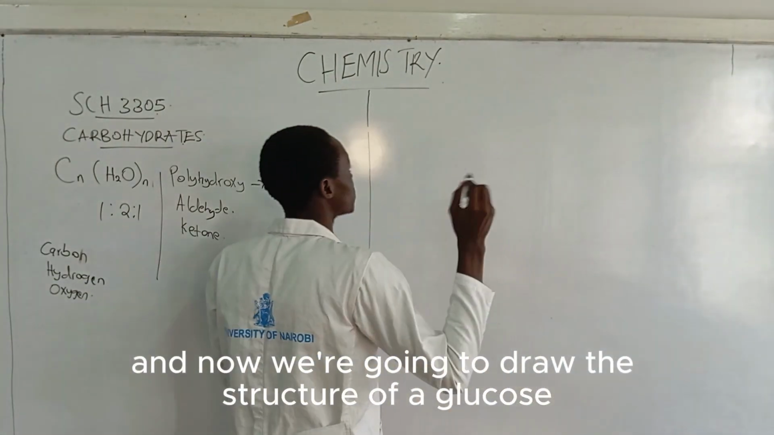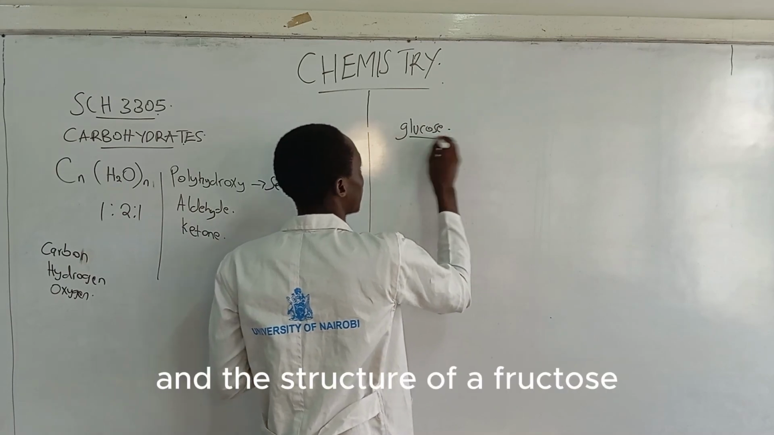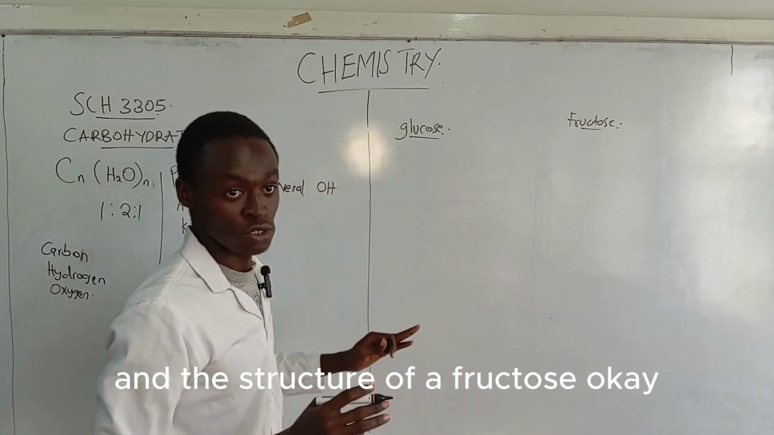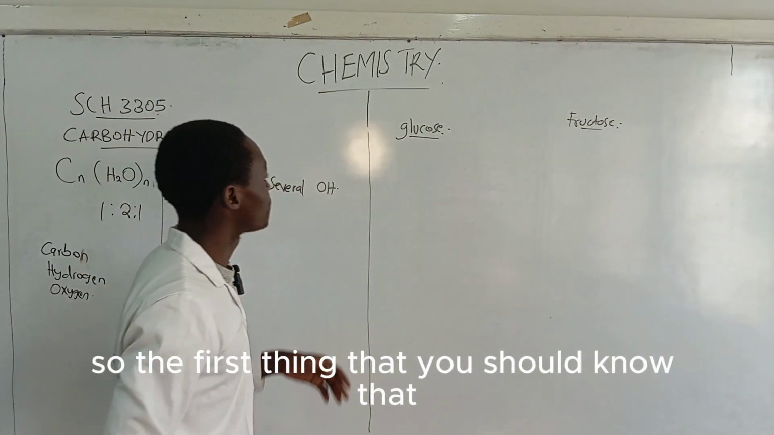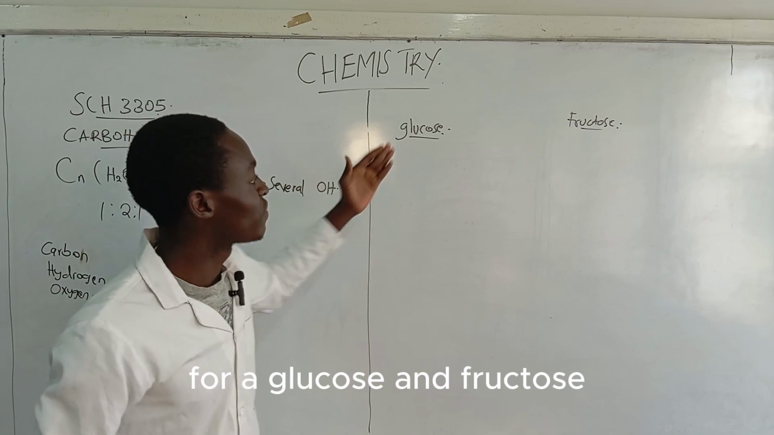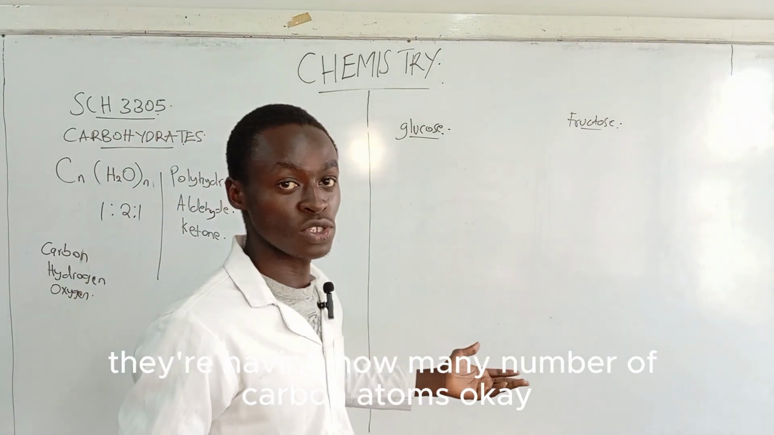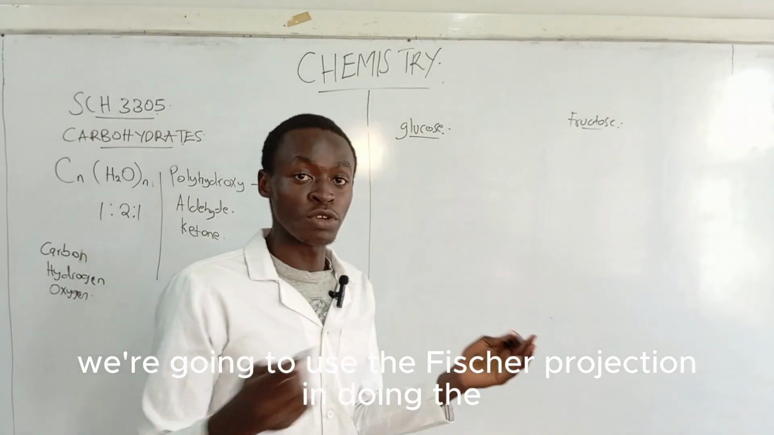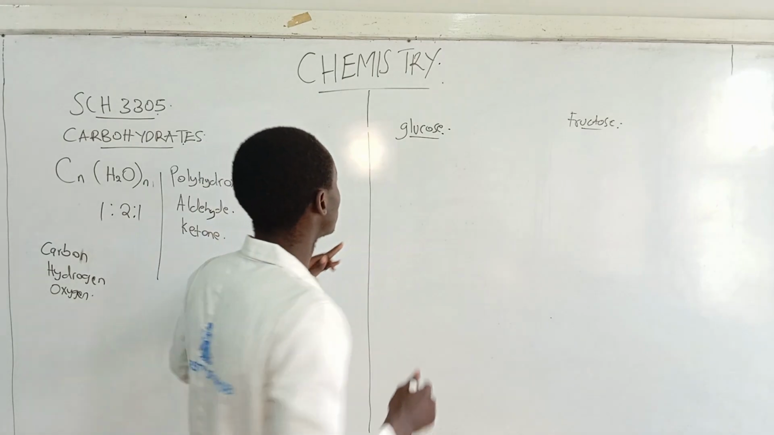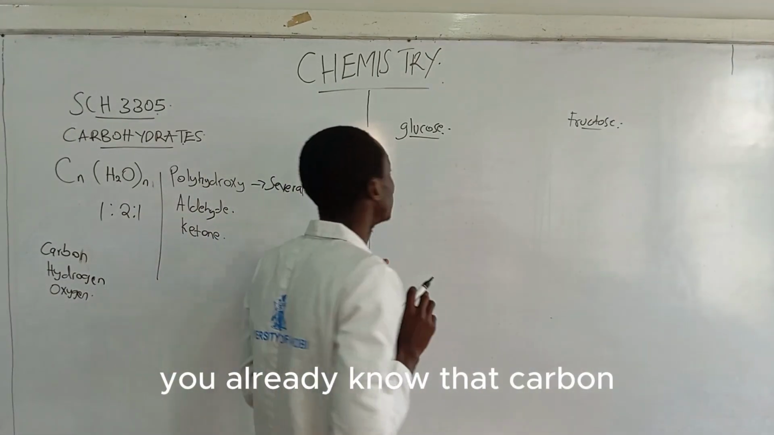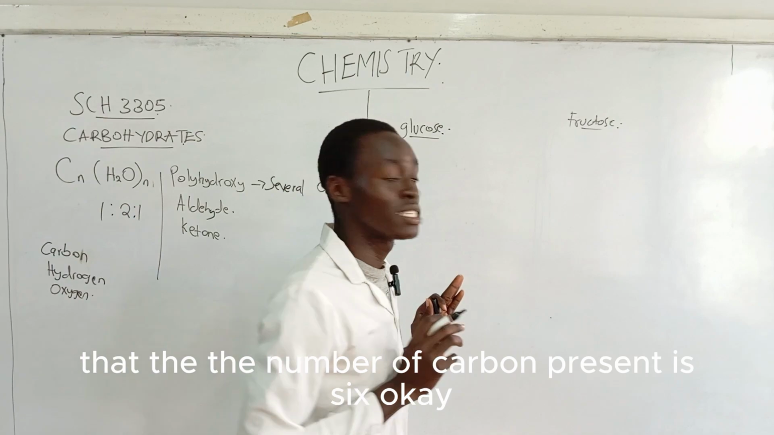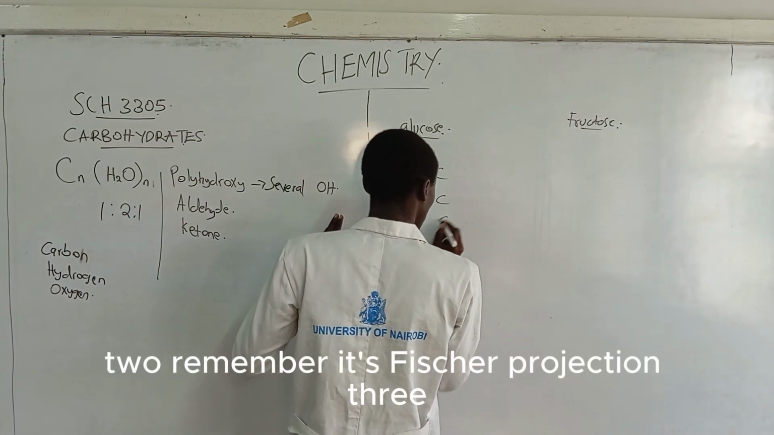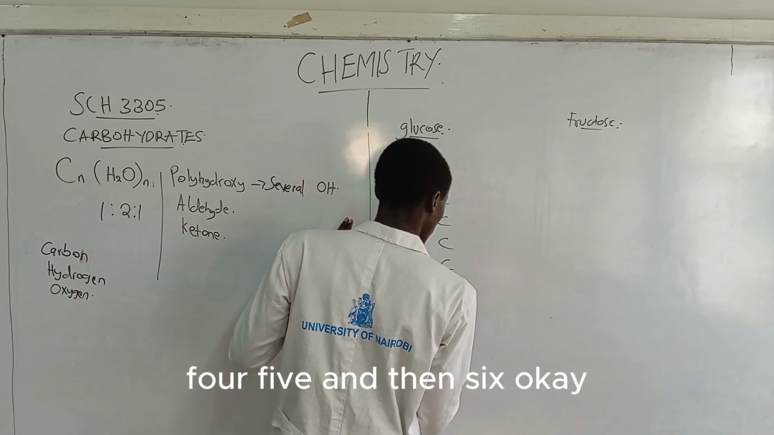Now, we're going to draw the structure of a glucose and the structure of a fructose. The first thing you should know is that glucose and fructose have how many carbon atoms? The number of carbon atoms present is always 6. We're going to use the Fischer projection in drawing the structure. So we'll draw the carbons: 1, 2, 3, 4, 5, and 6.